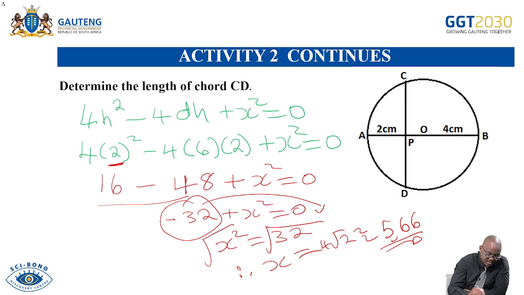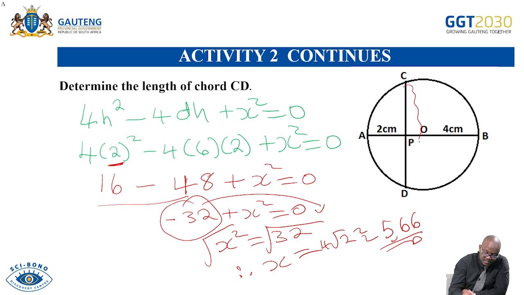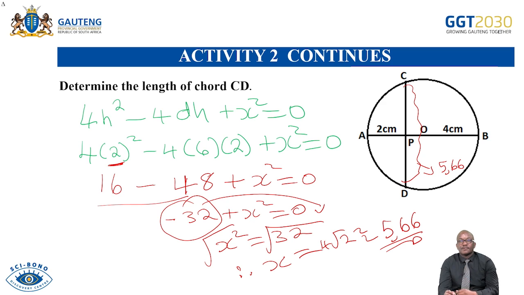That is your CD. It means the length of CD is 5,66. That's how you get your length of CD, which is the length of the chord. So that's what you will be required to calculate in your test and exam.